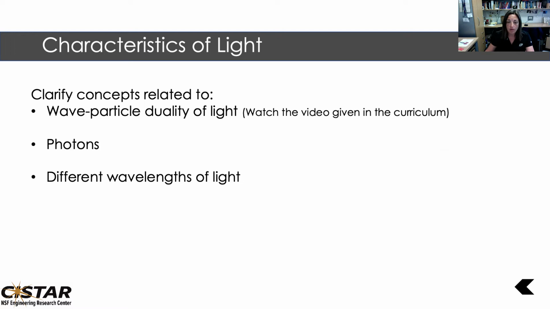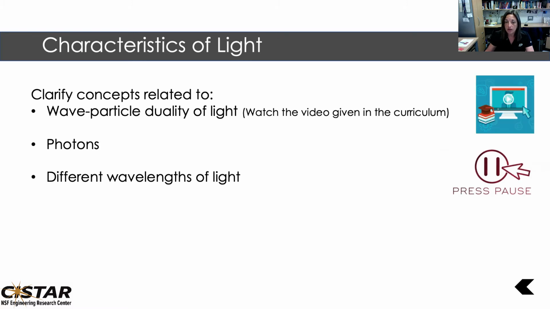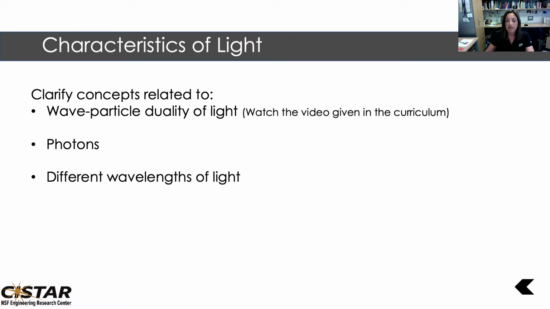The wave-particle duality of light is a difficult concept for students and people in general. In this lesson, students will be introduced to this phenomenon. To help you understand and better explain this concept, the curriculum has a link to a video about the dual nature of light. You can pause here and watch that video or watch it later. You will find the link below. Based on your experiences in teaching science, you can spend additional time reviewing other parts of this lesson that students may have difficulty with.